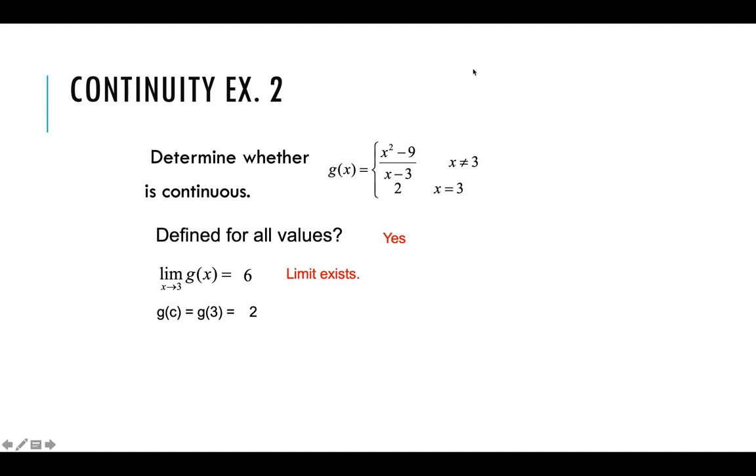Okay, the value that we're interested in is 3, and our function does define it as 2. So we run into the problem here that although the limit exists, the limit does not equal the value of the function evaluated at this same X value. So the function is not continuous.